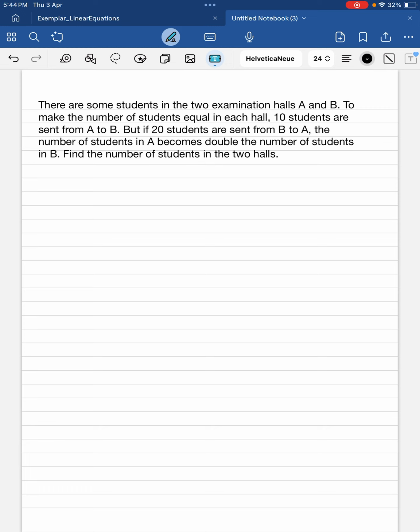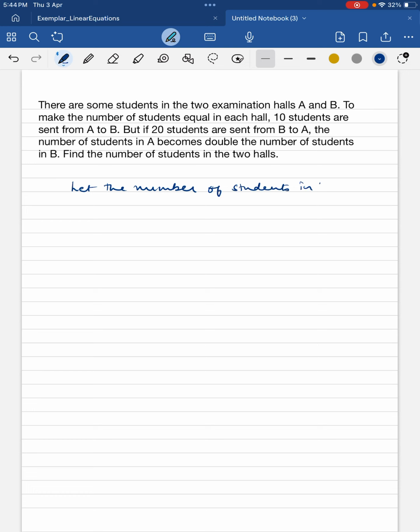Okay, so let's try this question out. Since we need to find the number of students in the two halls, let the number of students in hall A equal X and the number of students in hall B equal Y. Now let's form the two equations.